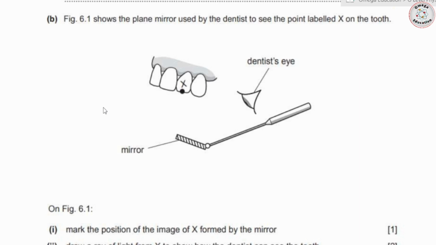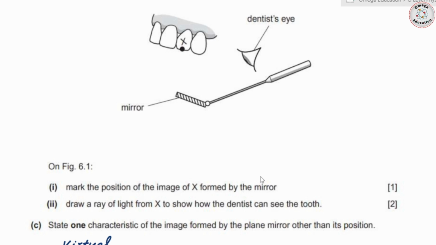Figure shows the plane mirror used by a dentist to see the point labeled X on the tooth. Mark the position of the image X formed by the mirror. So this is your mirror. Your image would be formed on the opposite side, and it would be, first of all, on the opposite side and equidistant from the mirror. So whatever this distance is, the distance on the other side would also be exactly the same. That's a rule.